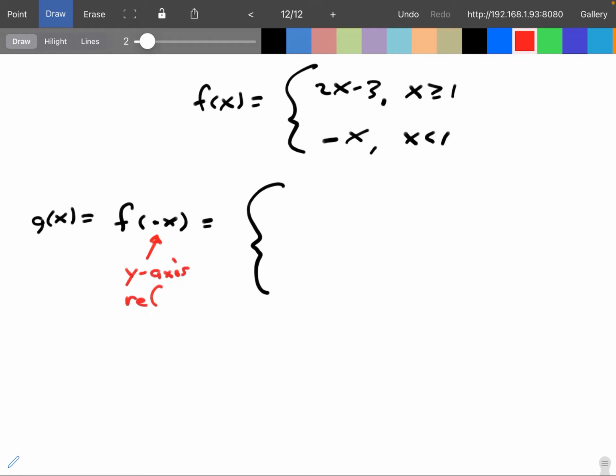So did anybody come up with what it is? Y-axis reflection. Good, yeah. Thank you. This is a y-axis reflection.